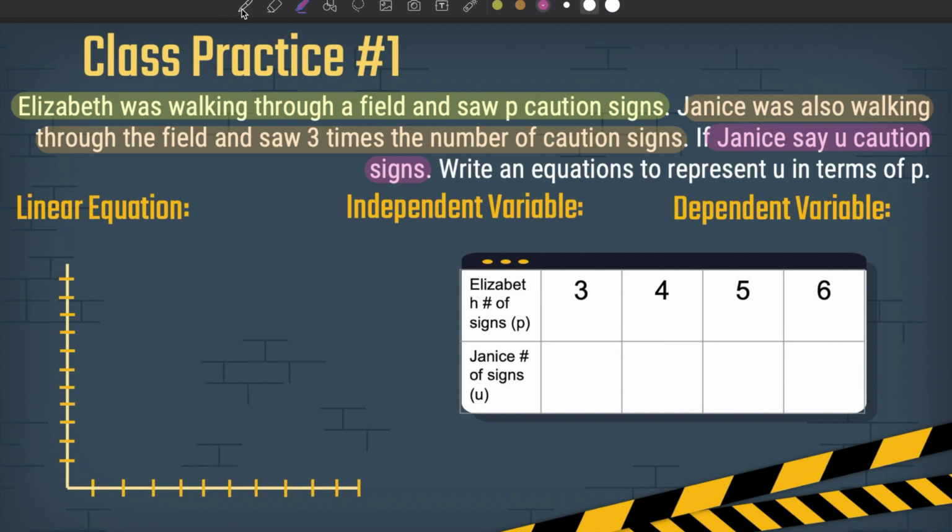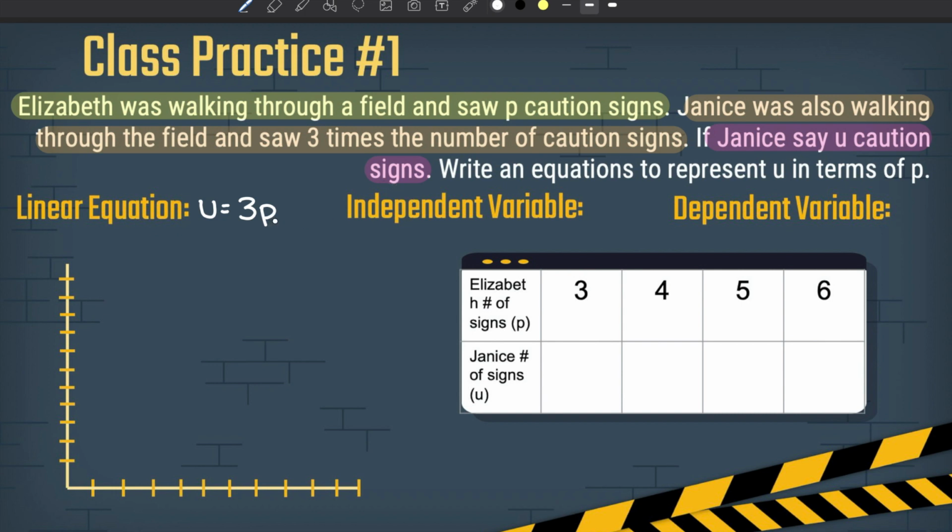Number 2, our next step is we need to create a linear equation. So remember, we need to look at this last sentence when it says write an equation to represent U in terms of P. So since U is stated first, we write U first. So U equals P, because P comes next. And then if she saw 3 times the number of caution signs, then we need to multiply P times 3. Remember, our coefficient always comes first. So we have 3P.